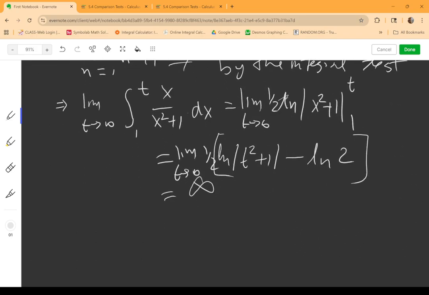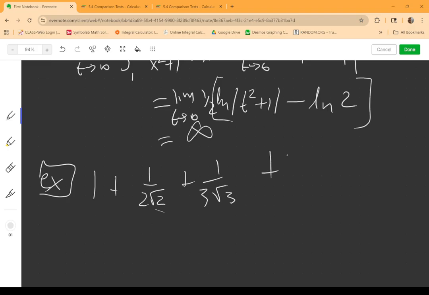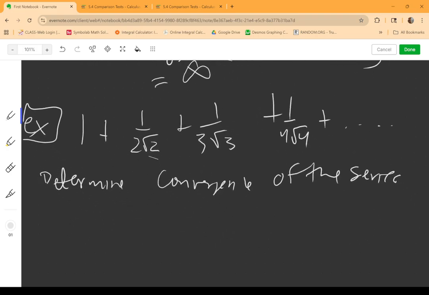Okay, so now let's take a look at a different example. Let's say we had 1 over 2 root 2 plus 1 over 3 root 3 plus 1 over 4 root 4, etc. And I want to determine the convergence of the series. I'm going to use the integral test, so again I'm going to need to write this in summation notation.